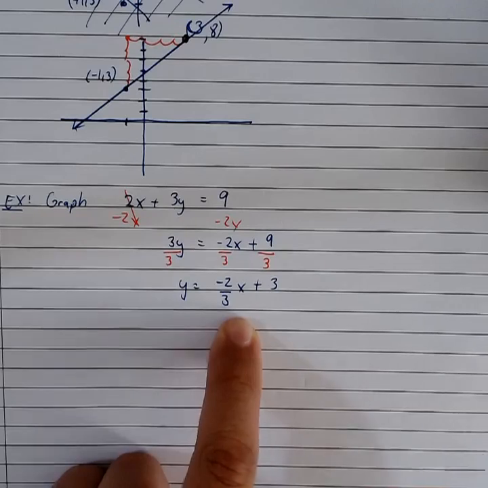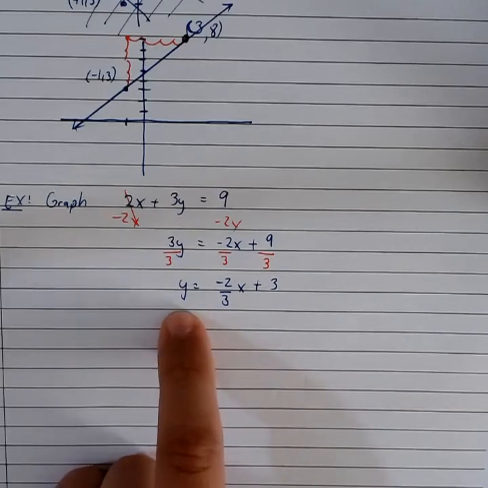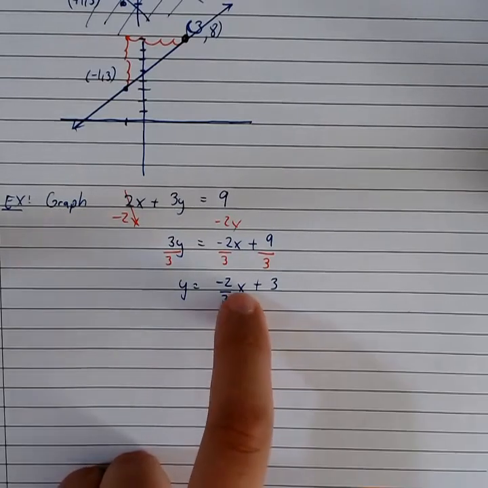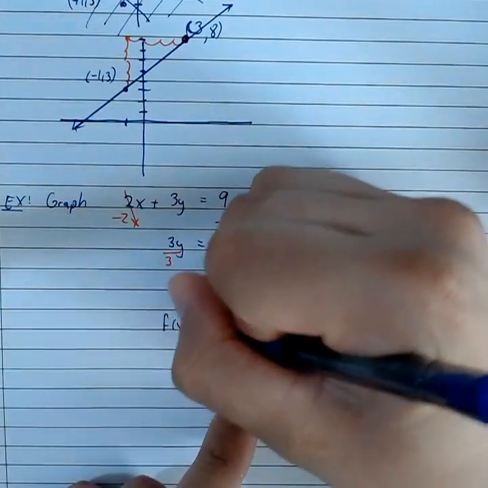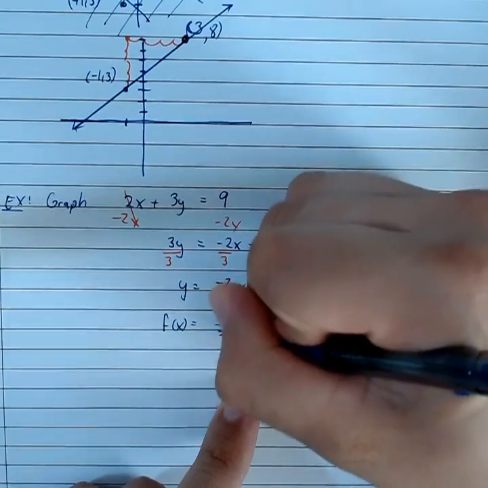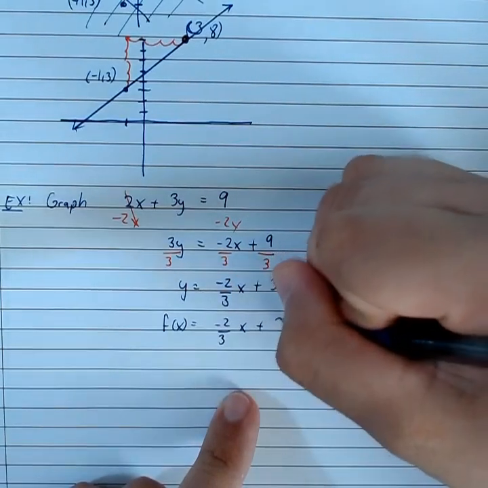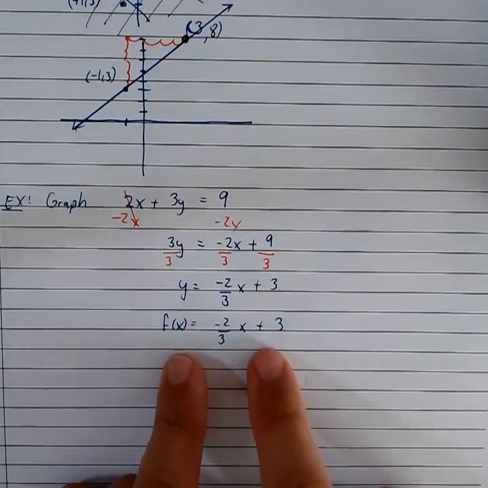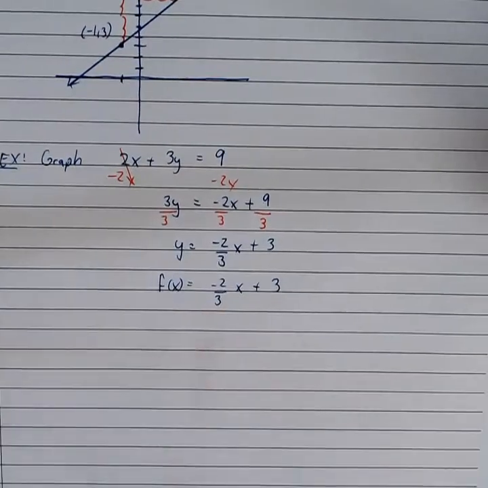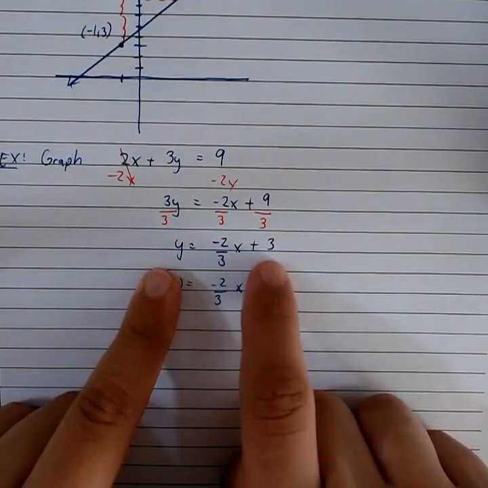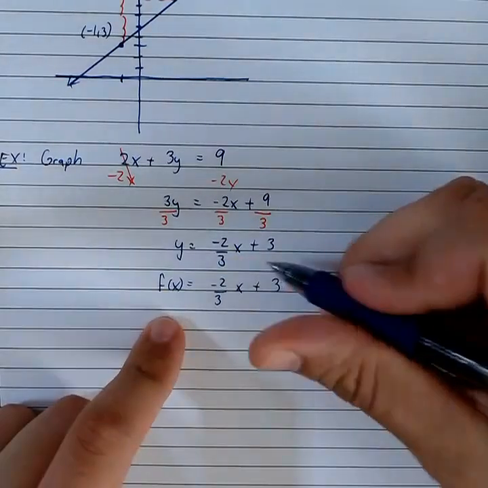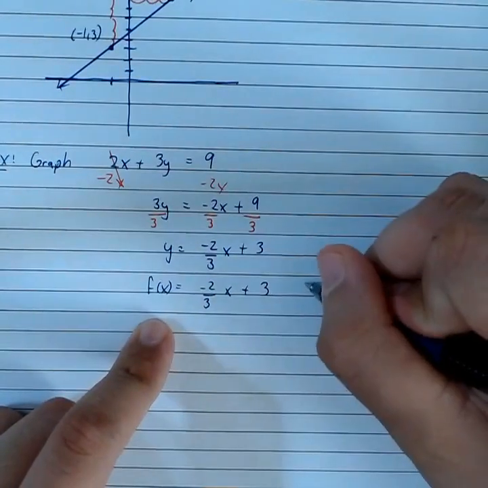As we've seen in a previous section, if we can isolate our y variable, this tells us that y is a function of x. So here we can rewrite it as a function. f of x equals negative 2/3 x plus 3. Whenever you have a function like this, where you've isolated y from a linear equation, and that works out to y equals a number x plus or minus a number, this is called a linear function.